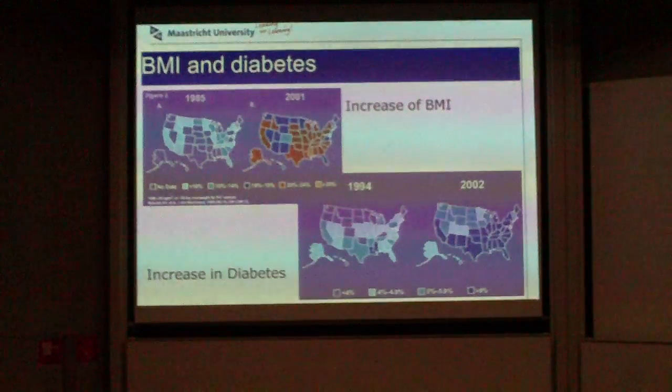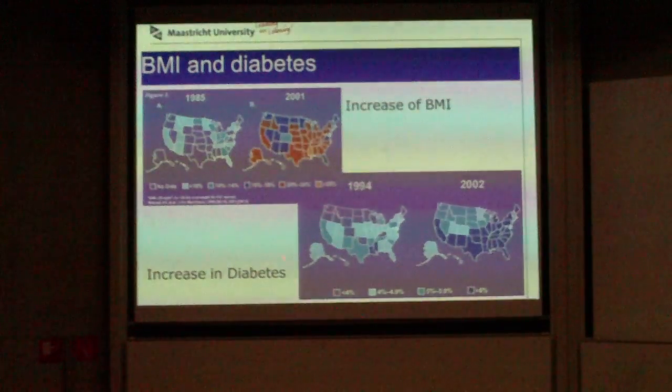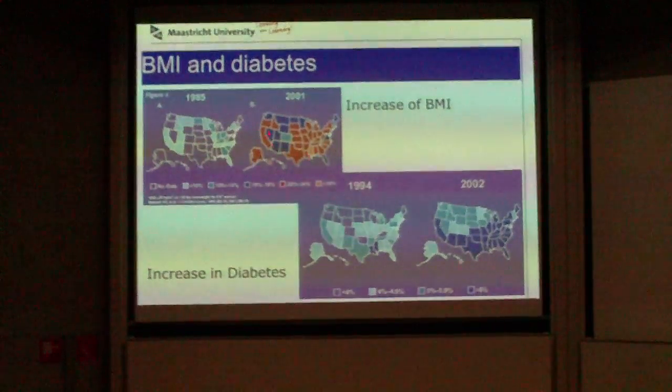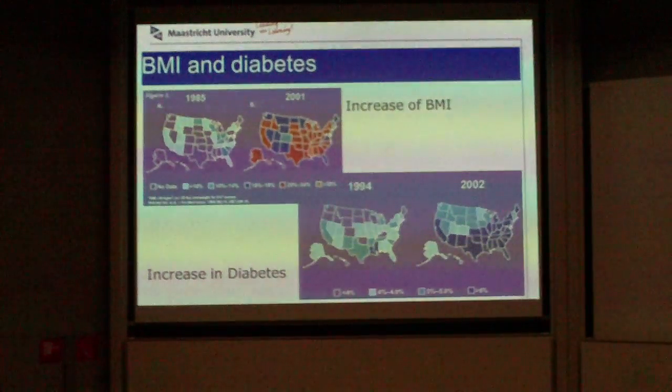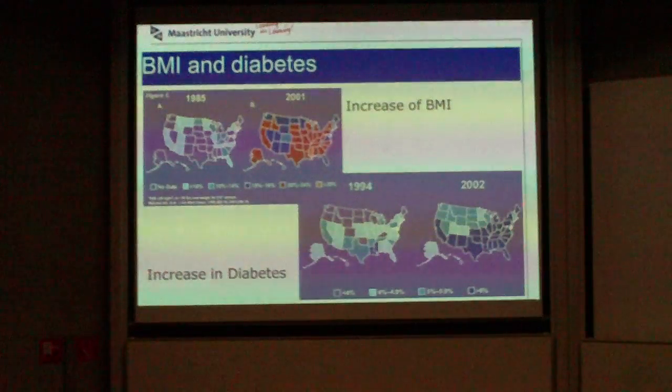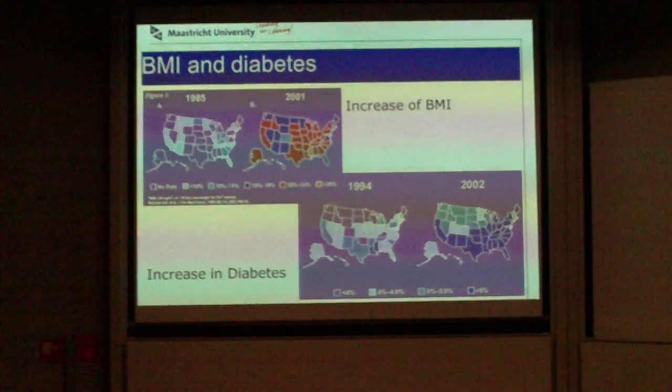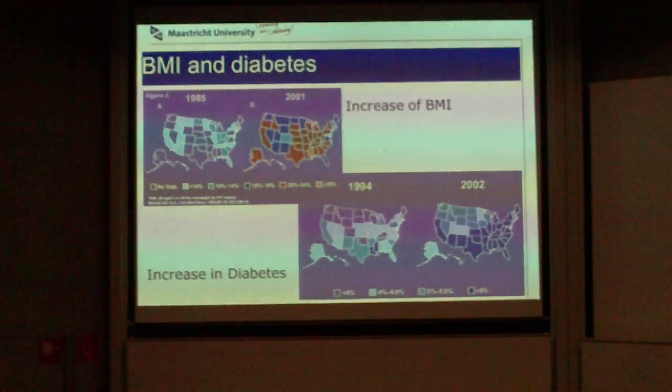And you also see that an increase of the body mass index, if you follow this over the years, then you see that the same areas, particularly in the south and the east part of the United States, go hand in hand with increased diabetes.